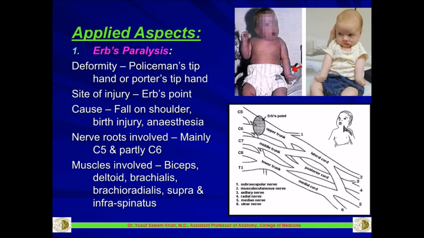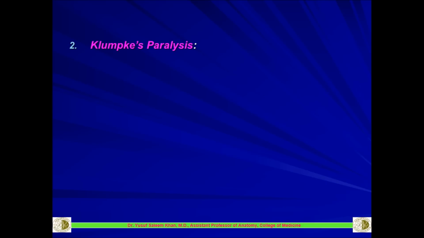It is also called the policeman's tip hand or porter's tip hand, and this is because of the Erb's point, which is the point in the upper trunk where the nerves meet: the C5 and C6 roots, then the anterior and posterior divisions, as well as the suprascapular nerve and the nerve to subclavius. The point where all these nerves meet is called the Erb's point. If there is any injury to this point, it is usually because of a fall on the shoulder, or sometimes birth injuries, or the anesthesia, when you give the anesthesia, if you don't do it properly, there might be Erb's paralysis. The second type of paralysis is called Klumpke's paralysis.